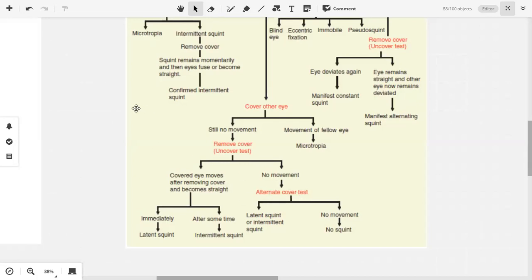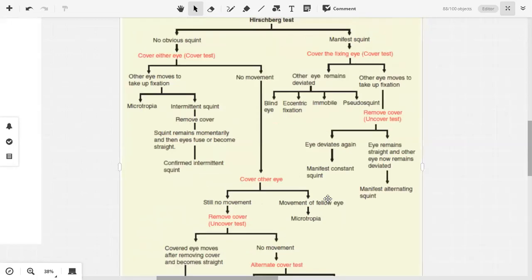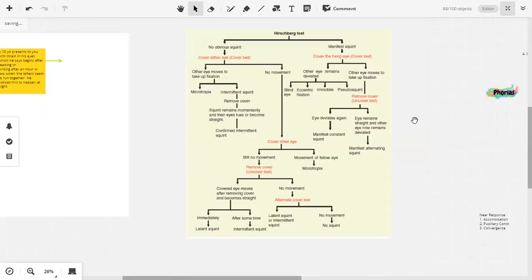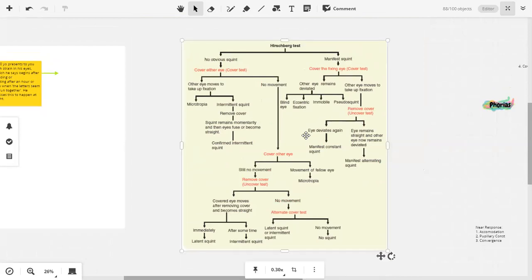It's approaching manifest squint. But even if we do not find anything on the uncover test, we can perform an alternate cover test, as was done in the video which I sent you. So if there's no movement on alternate cover test, there will be no squint. But if there is movement, it will either be a latent squint or an intermittent squint. And then if the movement is immediate, it's latent squint. And if it's not immediate, if it's after some time, then it's an intermittent squint. So if you understand this whole flow chart, then the diagnosis of squint will not be difficult for you.